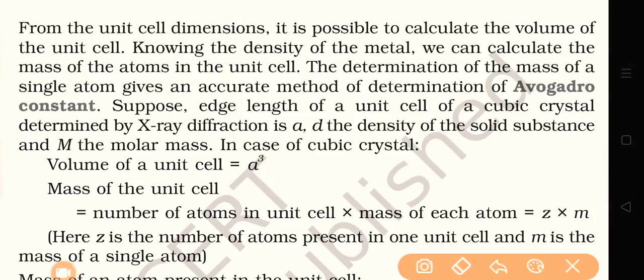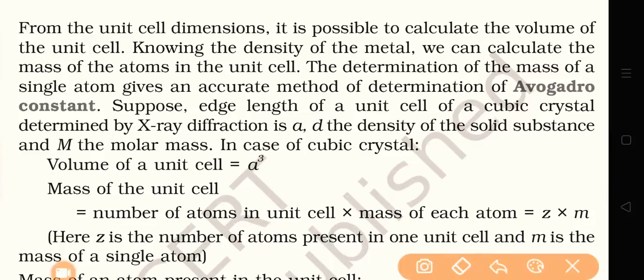So we will use this type of light radiation with smaller wavelength which can interact with small size particles. Using this method we can find the edge length, and if we can find the edge length, then we can derive some more information regarding the unit cell. So let us discuss it.